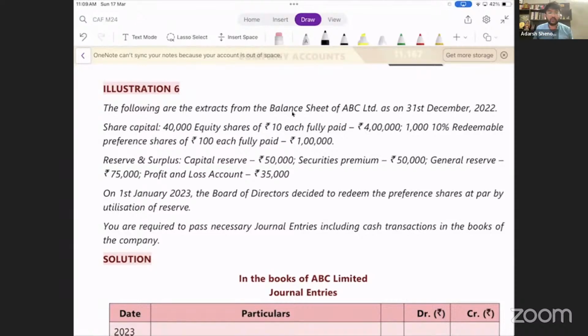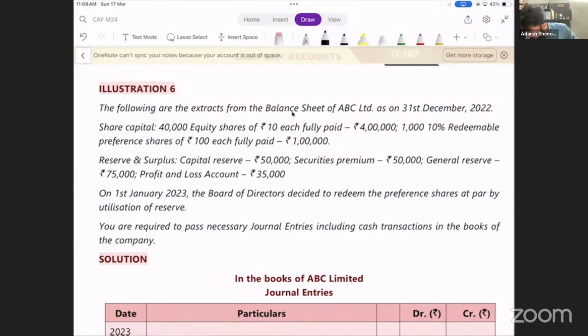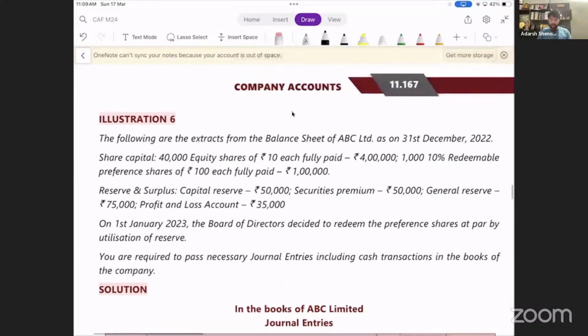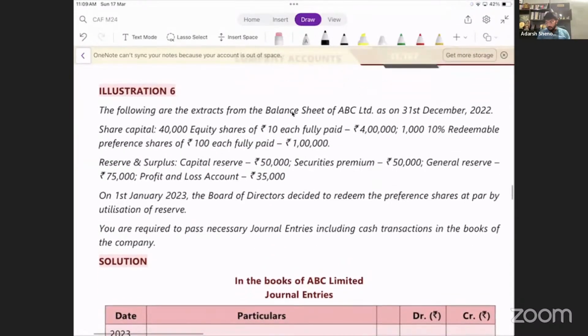If there's premium on redemption, yes, you will have to write it off, Deepak. In case of premium on redemption; if there's no premium, then no write-off of premium expense. Okay, illustration 6. I hope you're looking at illustration 6. This is on page number 11.167.